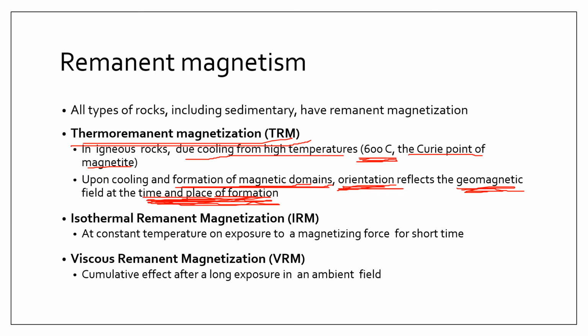Now, the other way to get remnant magnetism is by exposure to a magnetizing force for a short period of time under a constant temperature. Okay, so basically, by exposing a material to a strong magnetizing force, you can impart remnant magnetism on it. Okay, and another is viscous remnant magnetization, or VRM, and this is all about a long exposure to a magnetic field.